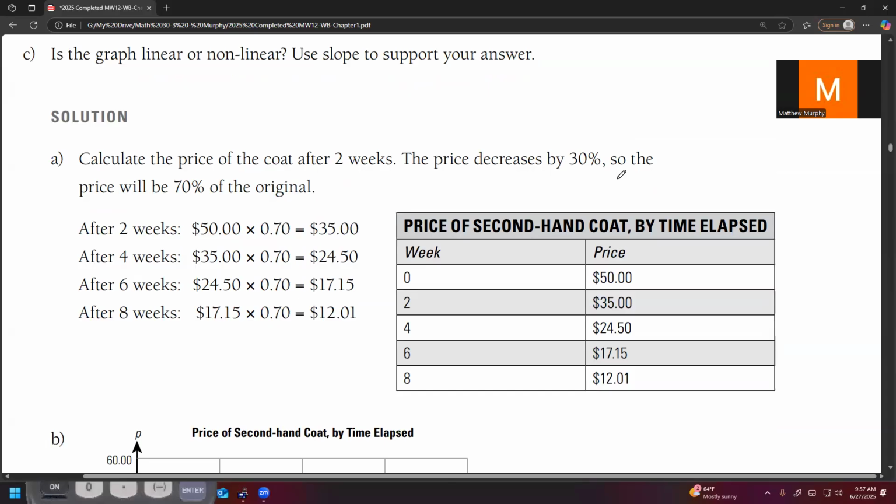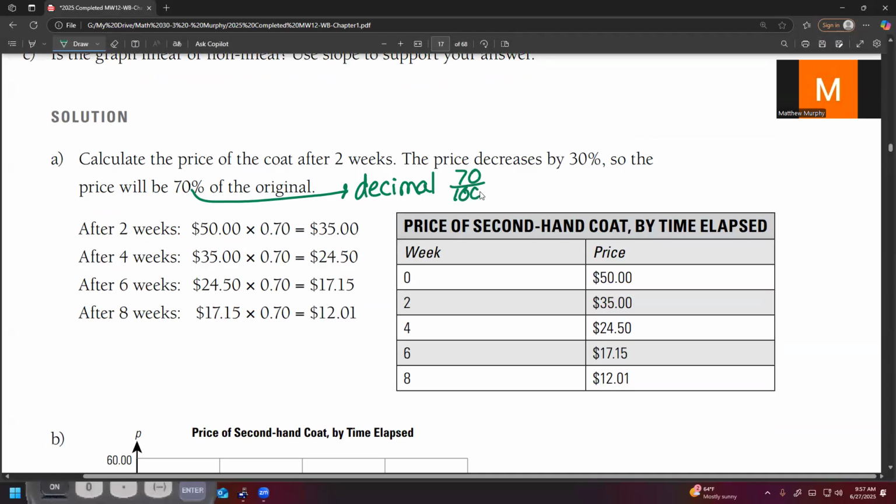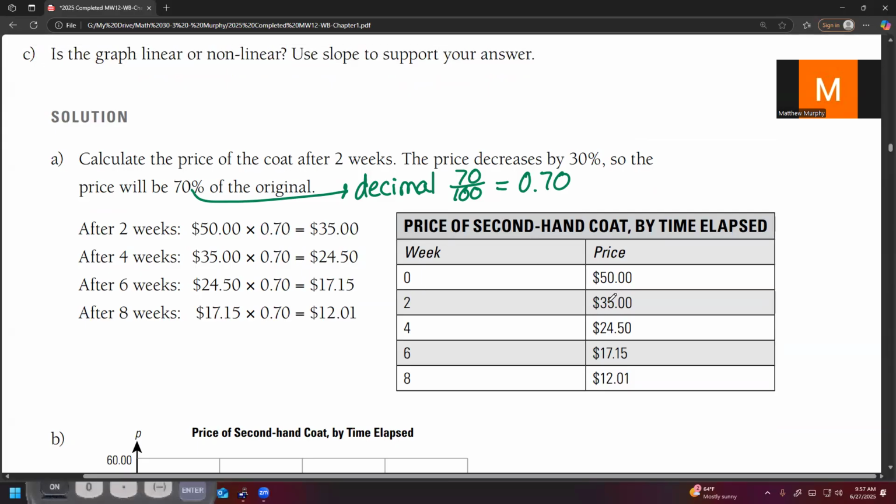Okay, so for example, $50 times 0.70. Remember, you got to turn this into a decimal to use it. Okay, and you just go 70 divided by 100. And you're going to get that. So 50 times 0.7 is $35. So after 2 weeks, it is now $35.